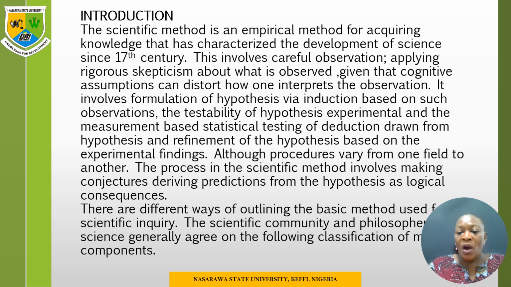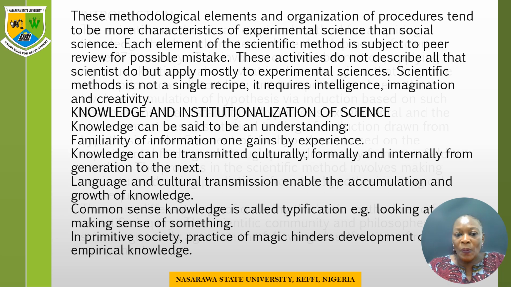There are different ways of outlining the basic method used for scientific inquiry. Now, these methodological elements and organization of procedures tend to be more characteristic of experimental science than social sciences. Each element of scientific method is subject to peer review for possible mistakes. We cannot talk about sciences without talking about knowledge.